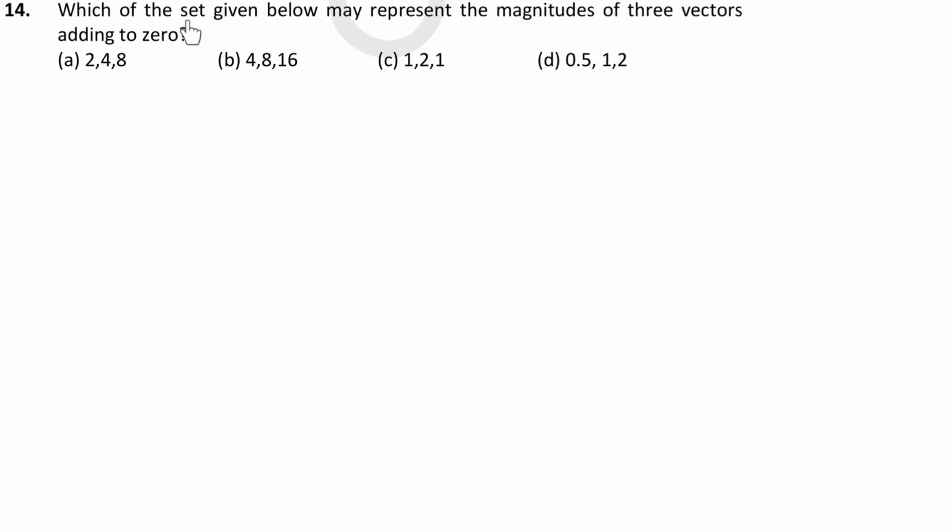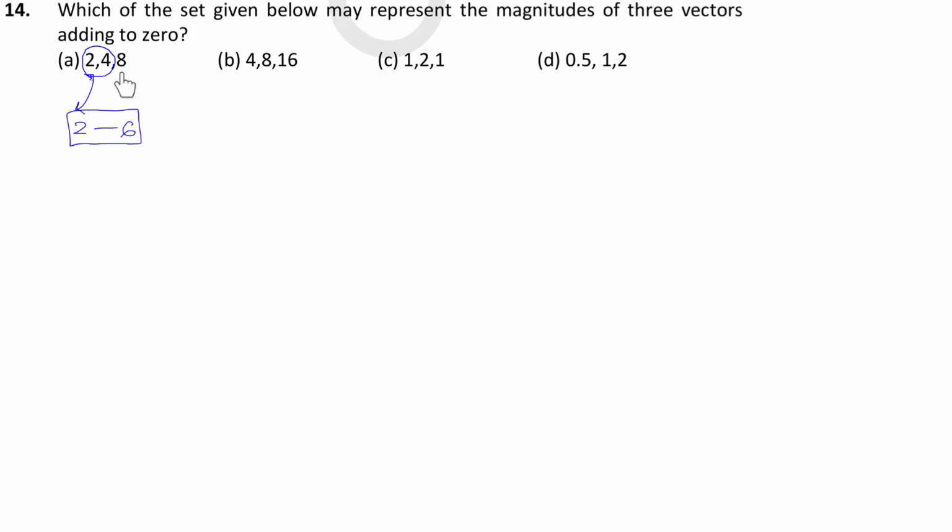Question 14. Which of the sets given below may represent magnitudes of three vectors adding to 0? Let us consider the first set. So in this set, three vectors have magnitudes 2, 4 and 8. Let us first find the resultant of these two. So minimum value will be 2 and maximum will be 6. So the resultant of these two will lie between, magnitude of course, 2 and 6.